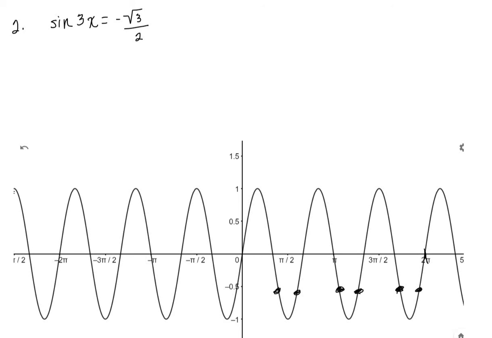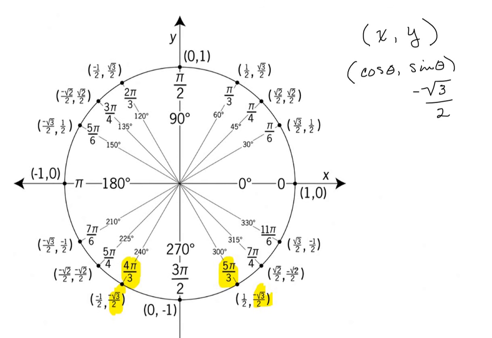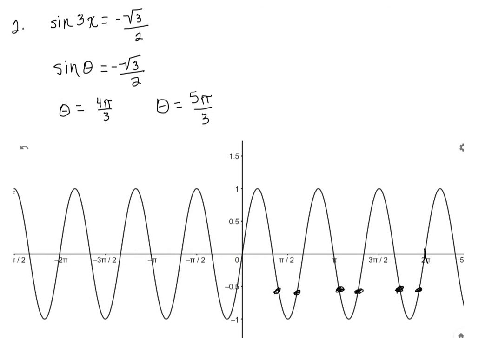Well, the first thing I'm going to do here is to write this sine theta equals negative square root of 3 over 2 and use my unit circle to figure out what theta is. Okay. The sine values are the y coordinates, and you can see I have a y coordinate of negative square root of 3 over 2 at 5 pi over 3 and 4 pi over 3. Okay, I have theta to be 4 pi over 3 and theta to be 5 pi over 3, but I'm really not interested in theta.